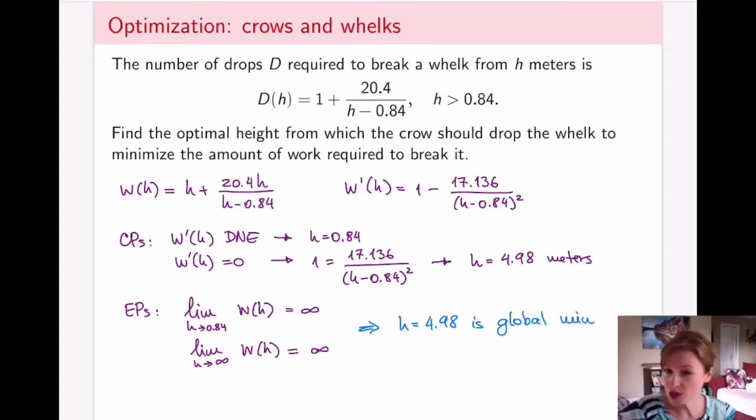Remember when we first introduced this problem, I told you that the whole reason behind this investigation by the biologists was the fact that they noticed that crows somewhat uniformly drop whelks from the height of about 5 meters, and we set off on the investigation of why that is the case. Well, it turns out that approximately 5 meters is exactly the height that minimizes the amount of work that is required to break the shell. The conclusion here, of course, is therefore crows know calculus.